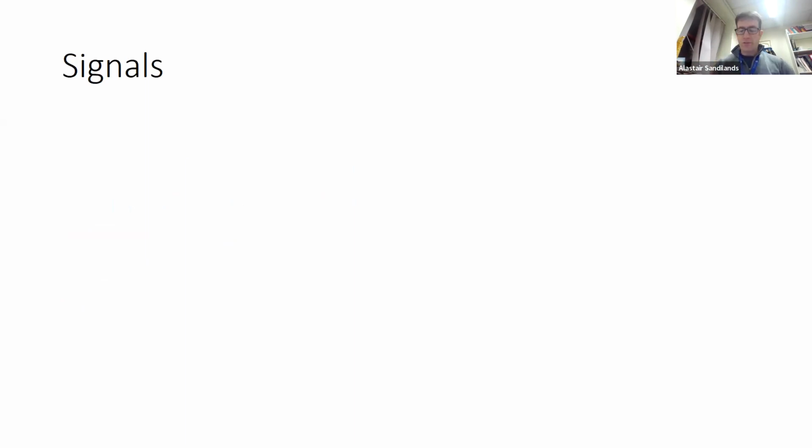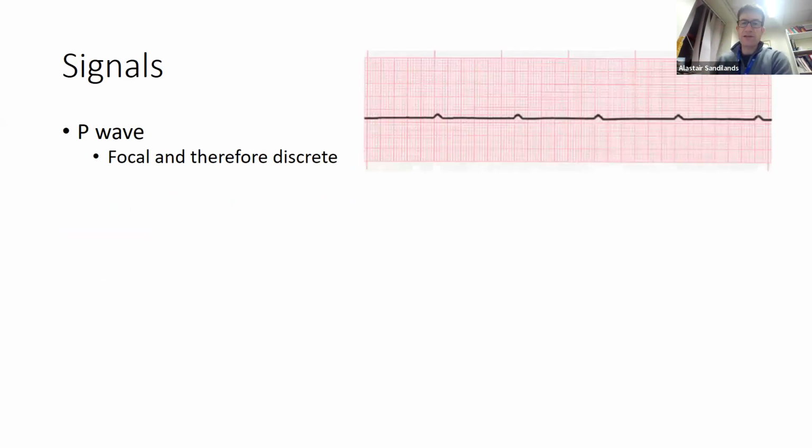Okay, so what are the signals that are important to tachycardia? First of all, the P wave is important. Is there a P wave present? Does that mean something? The P wave may be focal and therefore discrete. What I mean by that, you can see here, this is just a tracing of P wave asystole to try and show you what the P wave looks like alone, so you understand what I mean by being focal and discrete. This P wave is focal and discrete.